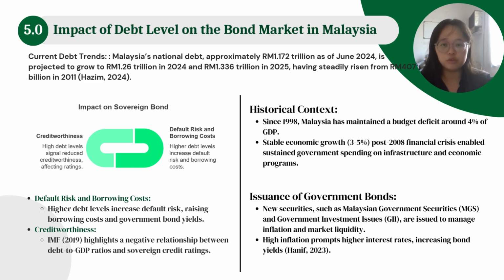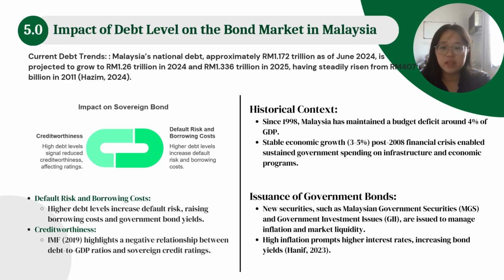As of June 2024, Malaysia's national debt level stood at 1.1 trillion and is projected to reach 1.3 trillion by 2025. This steady rise in debt increases the default risk, which directly impacts the borrowing cost and bond yield of the country. The research shows that an increase of 1% in the debt to GDP ratio can raise the 10-year bond yield by 3 basis points. This reflects the compensation of investor demand for higher risk.